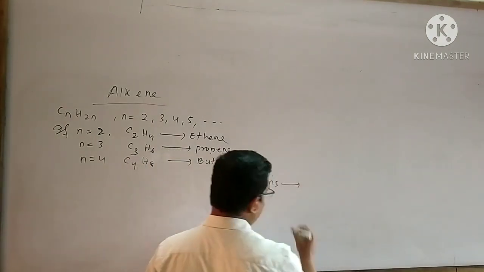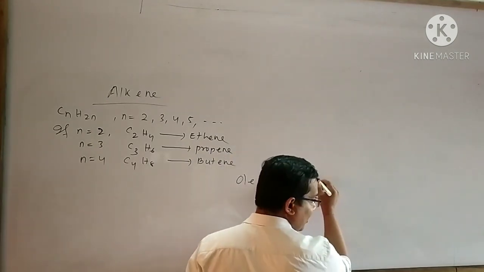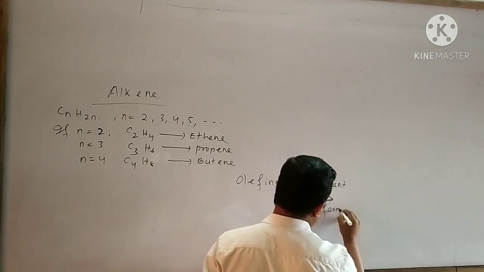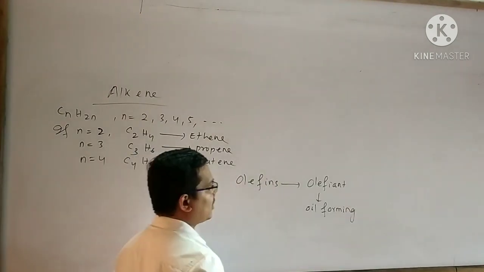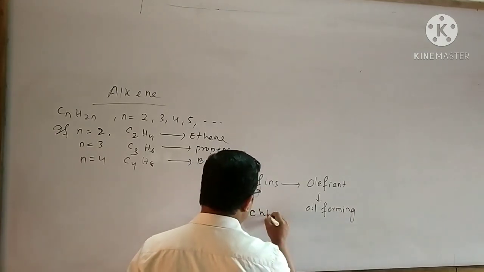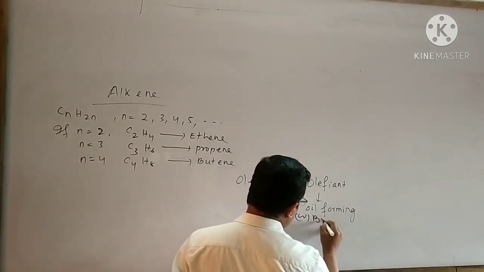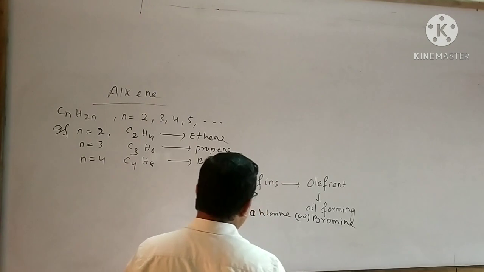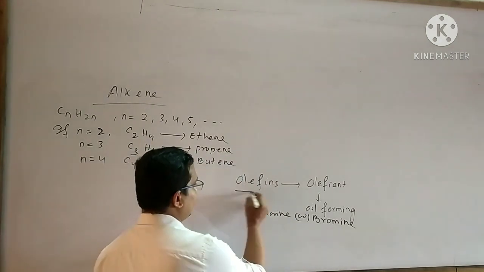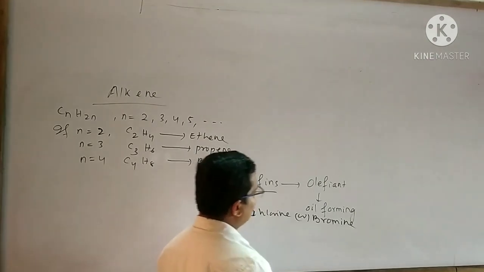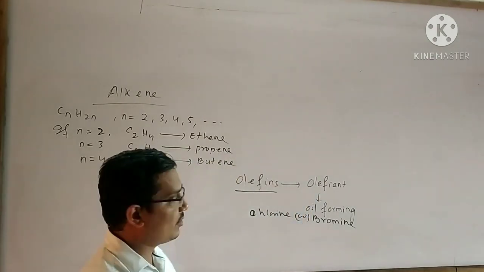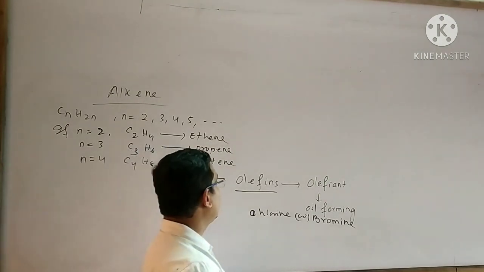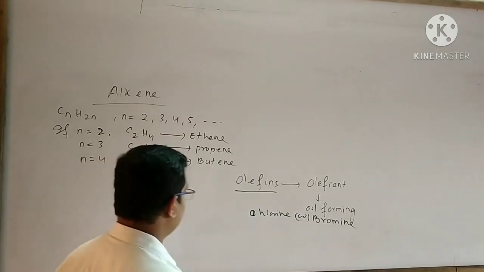The word olefin is derived from the word olefiant. Olefiant means oil forming. The first members of alkene react with chlorine or bromine to form an oily substance. So the alkenes are also called olefins. Again I will repeat, since the first members of alkene react with chlorine or bromine to form an oily substance, alkenes are also called olefins.